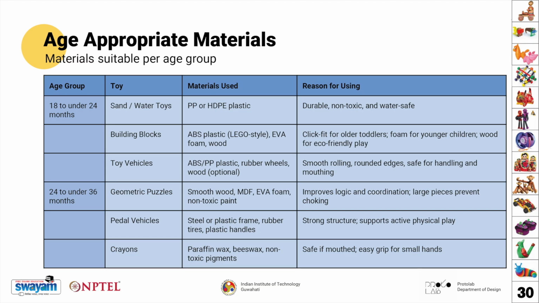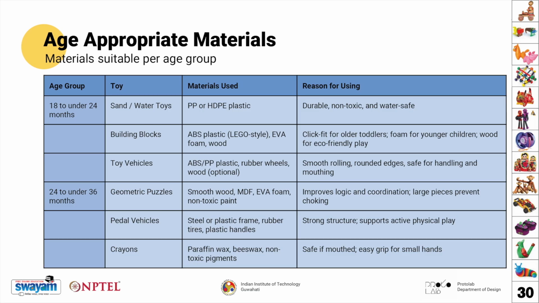Another popular category is building blocks, which may be made from ABS plastic, EVA foam, or wood. ABS blocks, such as Lego style pieces, provide a click fit mechanism for older toddlers, while foam blocks are softer and safer for younger children. Wooden blocks offer a more eco friendly option and encourage open ended play. Toy vehicles are typically produced using ABS or PP plastic with rubber wheels and sometimes wood.